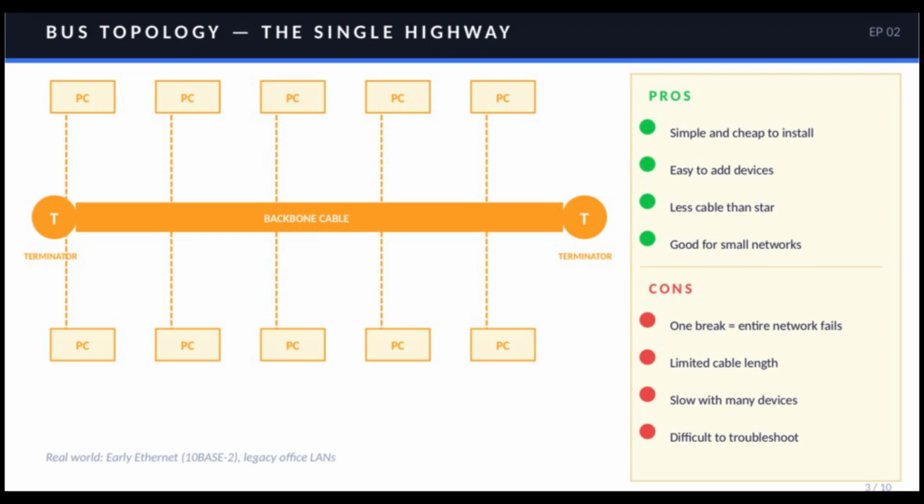Here is the problem. Every device shares one cable. If someone is transmitting, everyone else has to wait. And if the cable breaks anywhere at all, the entire network is dead. That is why nobody builds bus topology anymore. But it matters because it's the foundation of early Ethernet, and you will see it in CCNA exams.